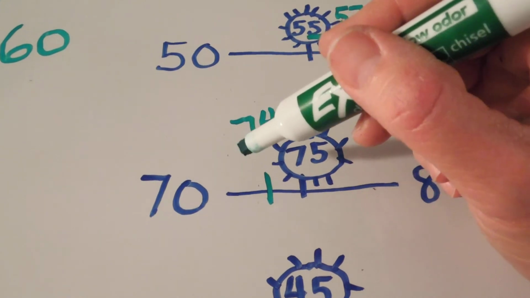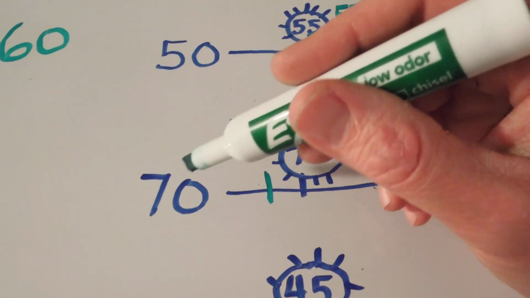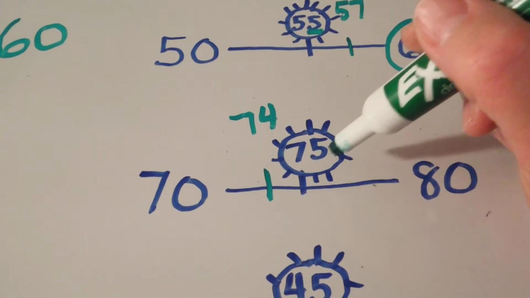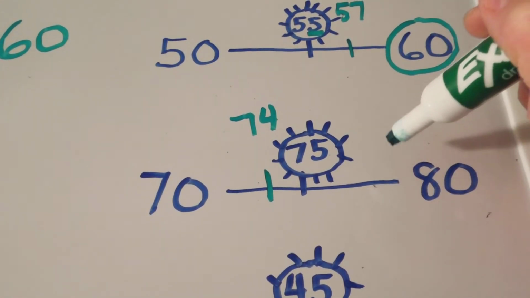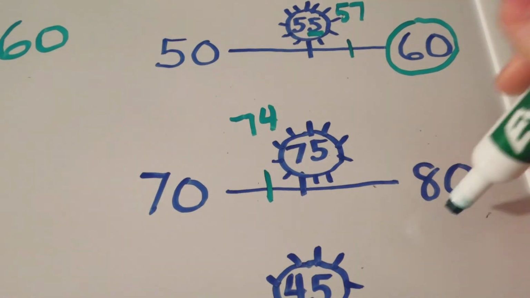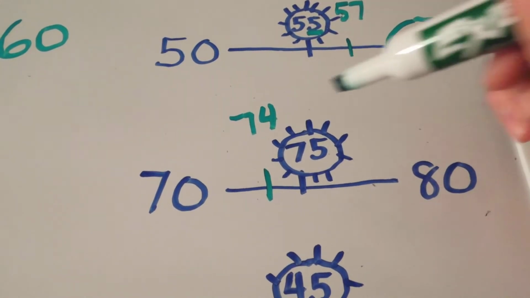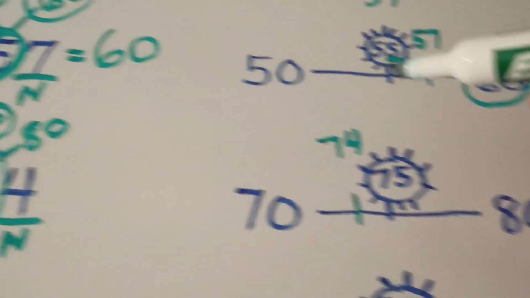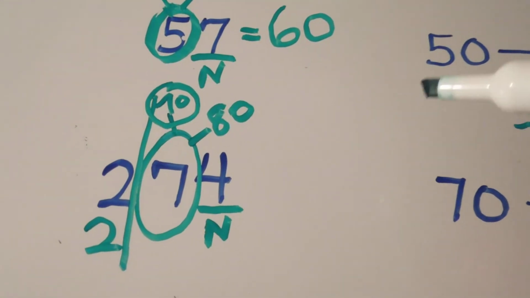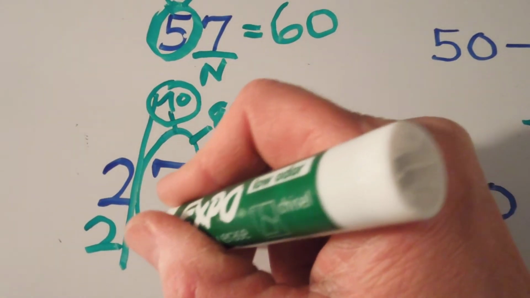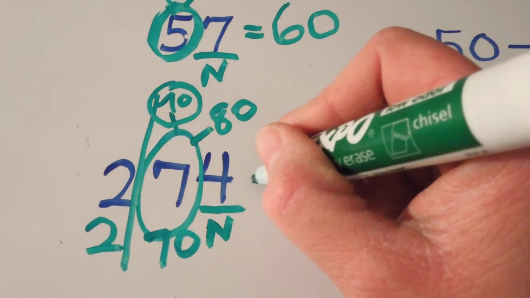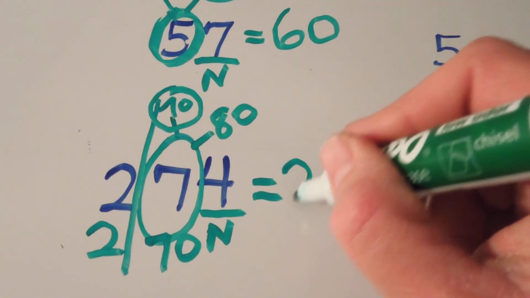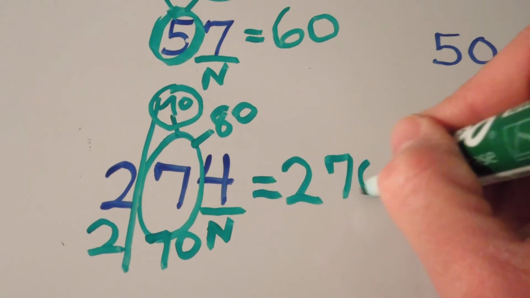Now numbers like 73, 72, 71, and 70 would also round to 70. Any numbers like 75, 76, 77, 78, 79 would all round to 80 because they're closer to 80. So 74 is closer to 70, we're going to round it to 70. So let's go back and see what the number would look like now. We know this rounds to 70, so 274 rounded to the nearest 10 would end up being 270.